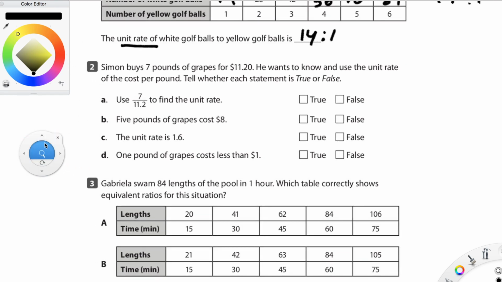There we go. Now for this one, it says Simon buys 7 pounds of grapes for $11.20. He wants to know and use the unit rate of the cost per pound. So we need to figure out how much 1 pound is per pound. So this is the ratio, 11.20 to 7 pounds. Now, I'm going to make this a little bit skinnier.